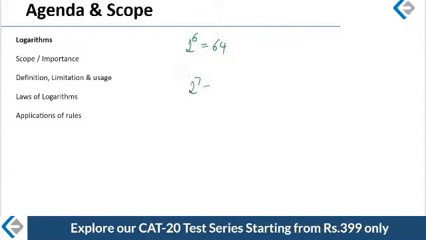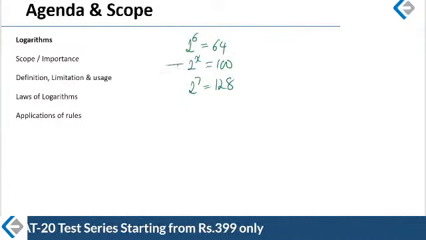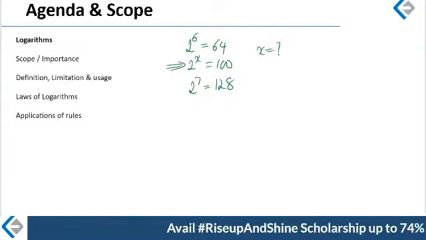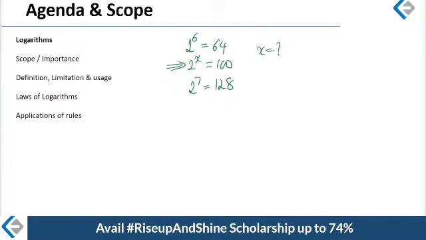And then I will say 2 power 7 is 128. If I say that 2 power x is equal to 100, what is this x? If I ask you that, therefore 2 power x is 100, what is x here? Unless you know the logarithm, you will not be able to find this, because I know that x value is going to be 6 point something.